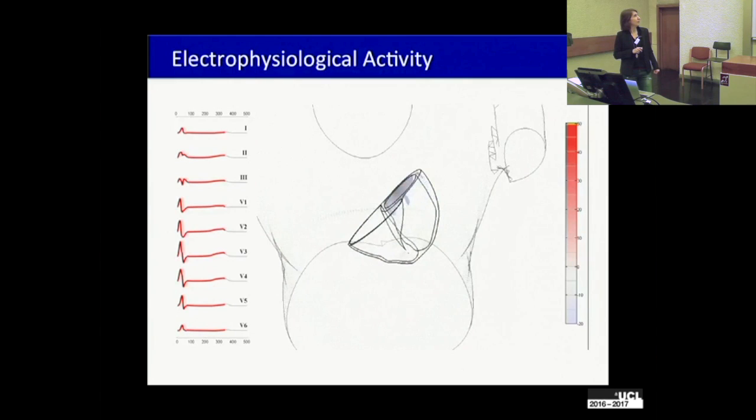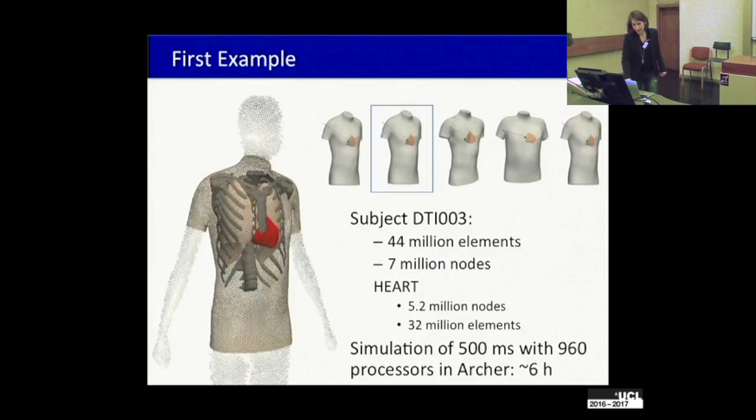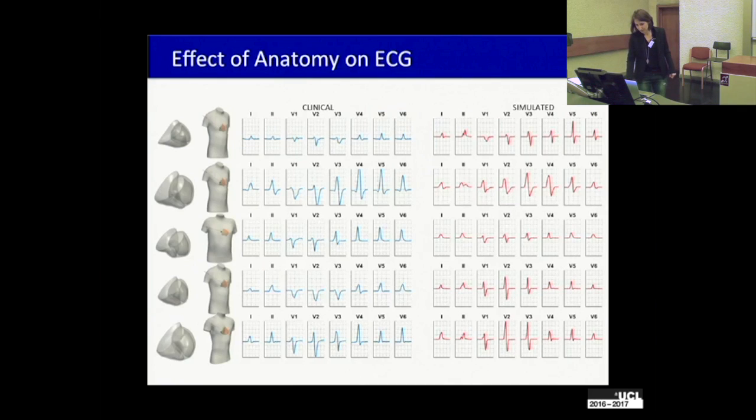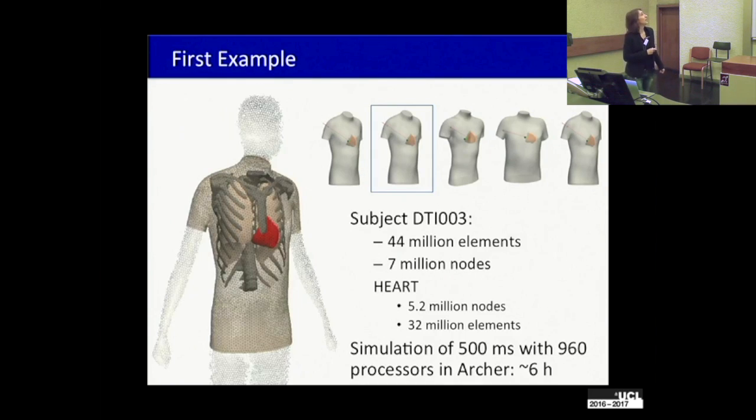This is our first subject, and this mesh of the subject contains 44 million elements, 7 million nodes, and just the heart on its own, 5.2 million nodes and 32 million elements. A simulation of the electrical activity of 500 milliseconds using 960 processors in Archer takes around 6 hours. And this is the first subject, but we have already done 5 subjects.